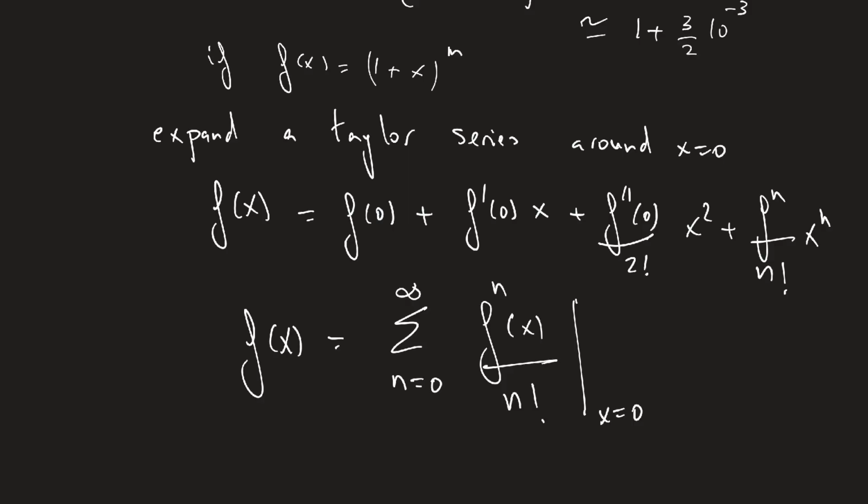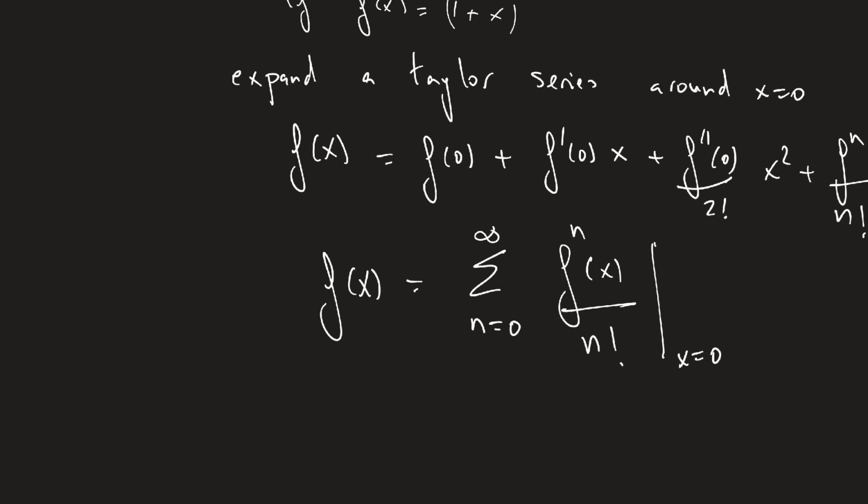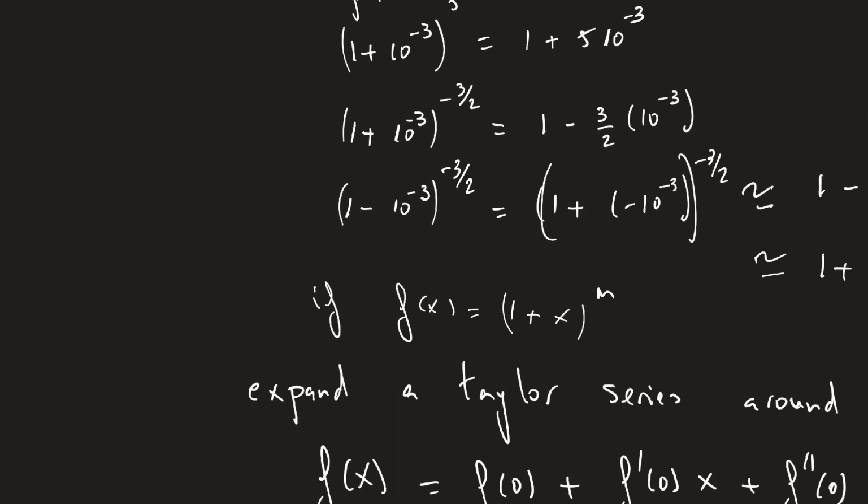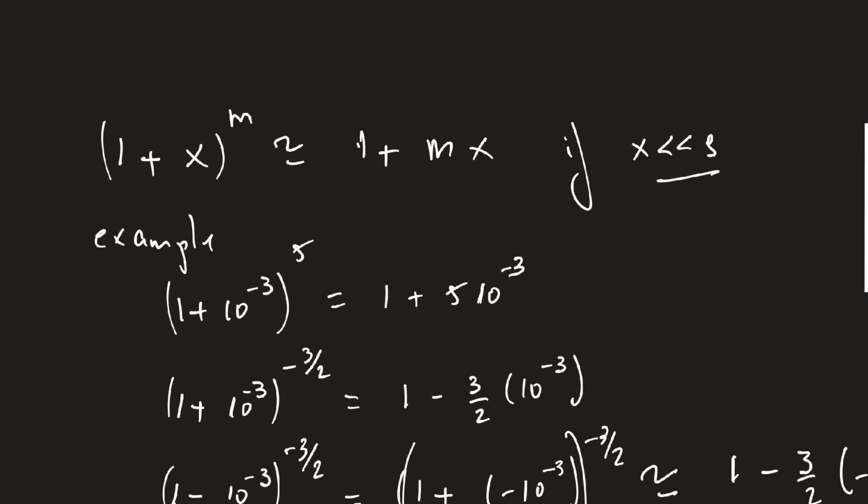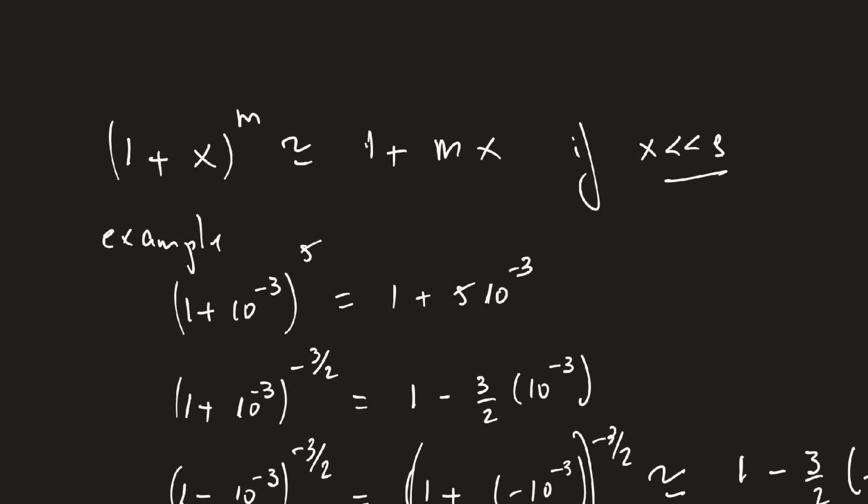Okay, the idea is to use this approximation that I'm going to tell you: when x is very, very small compared to the 1, you can approximate 1 plus something very, very small to the power m, like (1 + x)^m, as 1 plus mx. But this is only when x is very, very small compared to the 1.